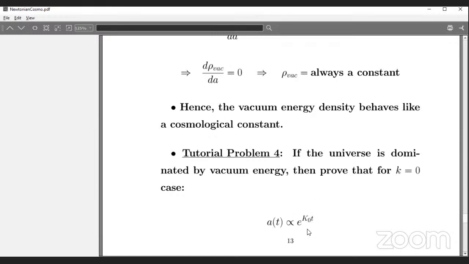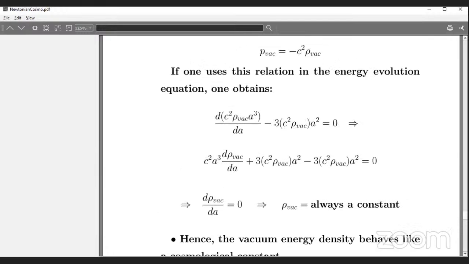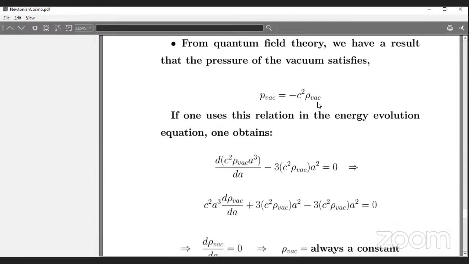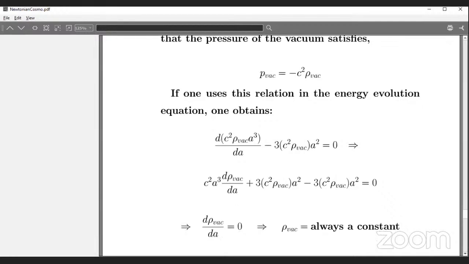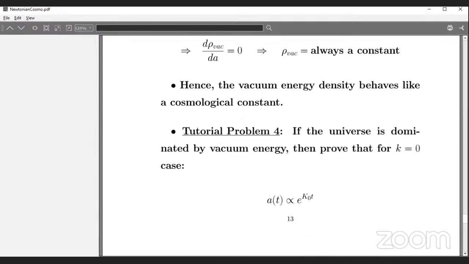As you can see, for this model, A double dot will obviously be positive. Why will A double dot be positive? Because A of t itself is exponentially growing, but that is not surprising because for the vacuum energy, pressure is negative, so that rho vacuum plus 3 times pressure over c square is negative. So obviously we get an accelerating model. And in fact, that is how people explain the present accelerating phase of the universe, due to a non-zero value of the cosmological constant.